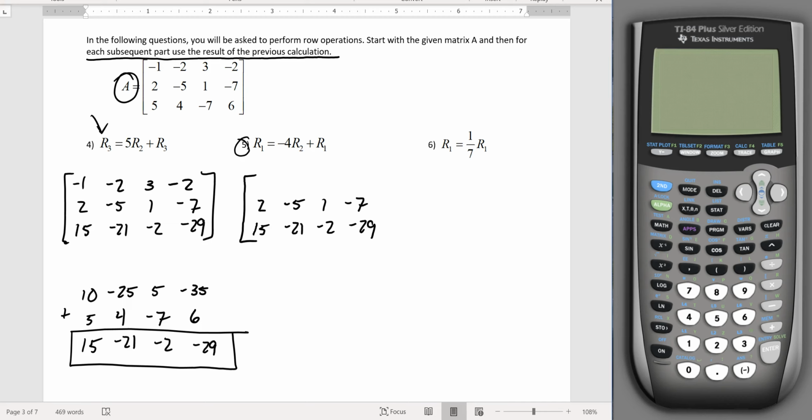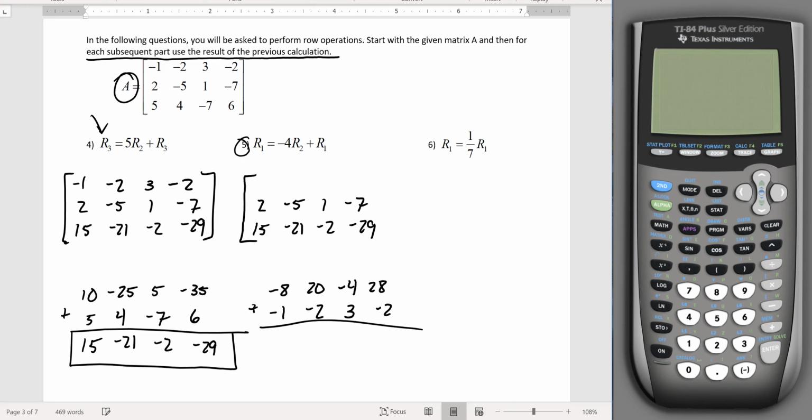Now row 1 is going to become negative 4 times R2 plus R1. So let's do negative 4 times R2. R2 is 2, negative 5, 1, negative 7. So multiply all those numbers times negative 4. I'll get negative 8, 20, negative 4, and 28. And we're going to add that to R1, which was negative 1, negative 2, 3, and negative 2.